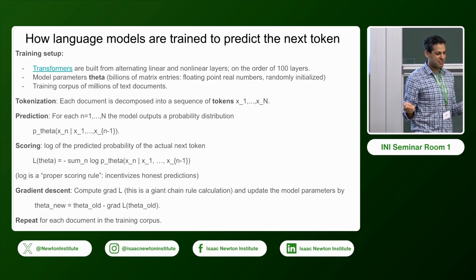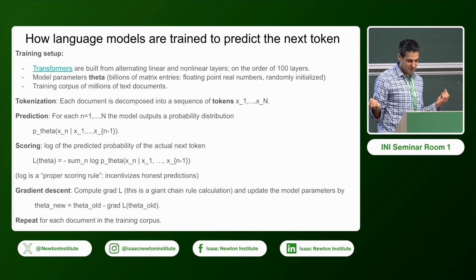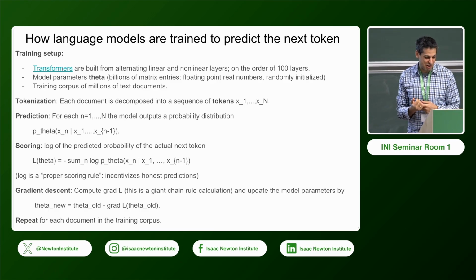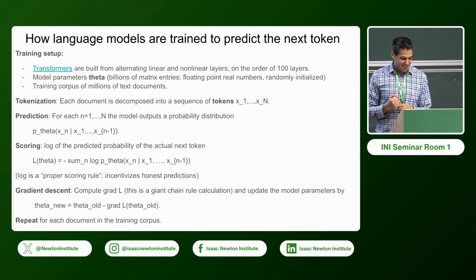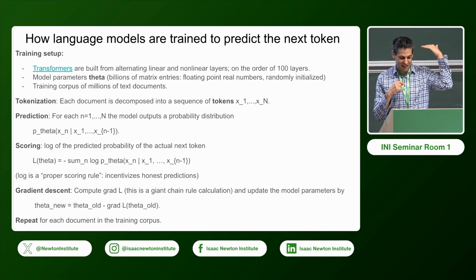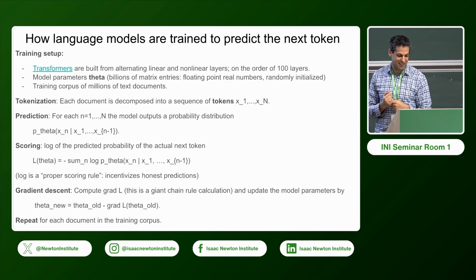And then you want to score, well, how good was this prediction? The magic scoring rule is that you should take the log of the predicted probability of the token that actually appeared next in the document.